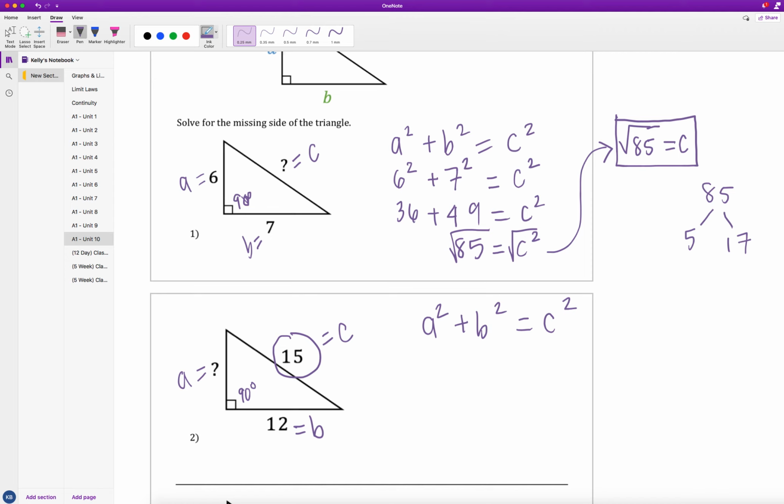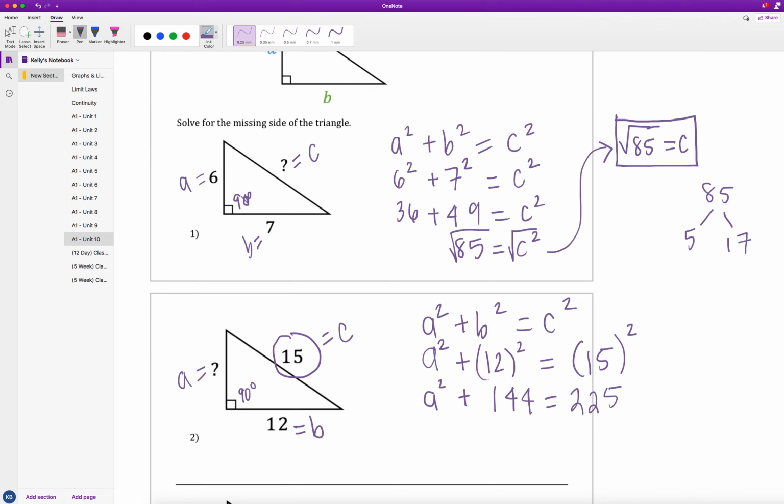So let's check this. We're looking for a, so I still have a squared plus our b value, which is 12, so 12 squared, equals our c value this time, which is 15. So we end up with a squared plus 12 squared equals 15 squared. Simplifying down, 12 squared would be 12 times 12, which gives us 144, and 15 squared would be 15 times 15, which gives us 225.